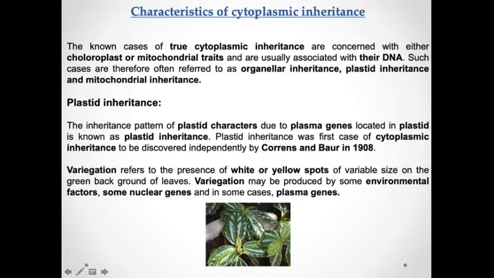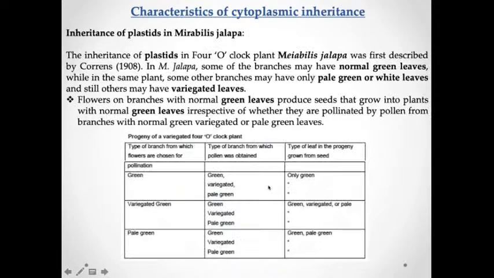There's a green background of leaves. So here you see white and some yellow spots on the leaves, and this may be produced by environmental factors, or in some cases by nuclear genes, or in some cases by plasma genes. So all could be the reason behind producing it. And now, inheritance of plastids in Mirabilis jalapa.